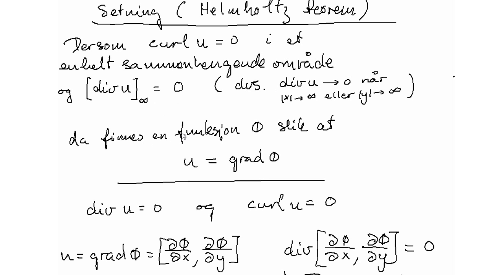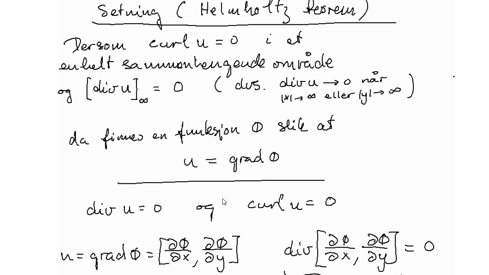Then there exists a function phi such that the field u, the vector field, is equal to the gradient of this phi. So that's Helmholtz theorem.